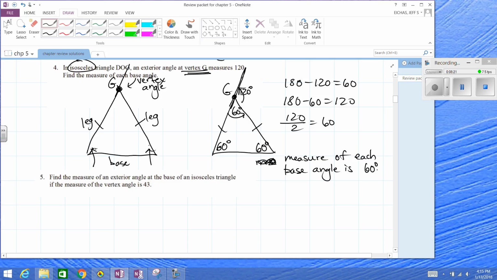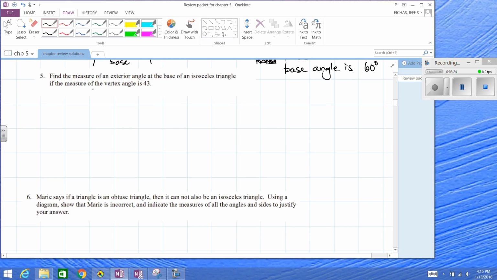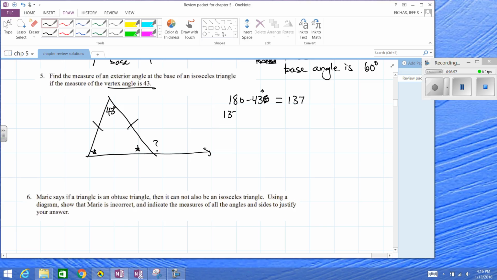All right. Last one for the first video. Measure of an exterior angle to the base of an isosceles triangle. Okay, we want this angle right here. And they're telling us the vertex angle is 43 degrees. Now we're going to get a decimal, but let's not let that stop us. 180 minus 43, because these two are going to be the same. So I'm going to subtract from 180 to get 137, and I'm going to take that and divide by 2, and you're looking at about 68 and a half, I think. So this one's 68 and a half, and so is this one.